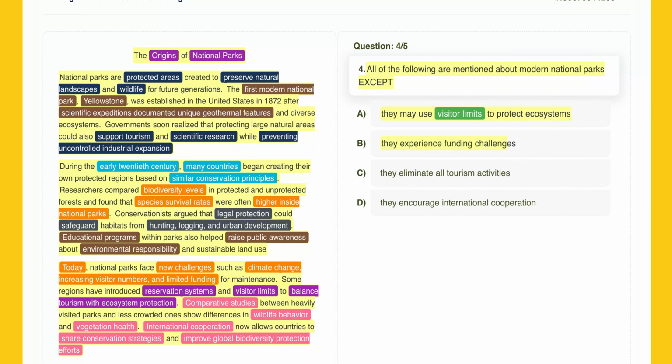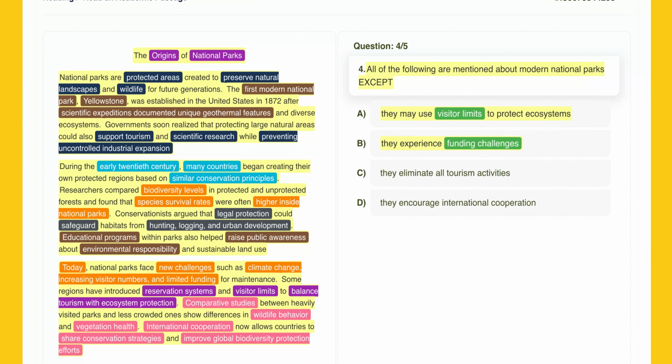Now, let's take a closer look at option B. They experience funding challenges. Option B mentions funding challenges. Paragraph 3, sentence 1 lists limited funding as a challenge. Since this is mentioned, it is not the exception. Therefore, this is incorrect.